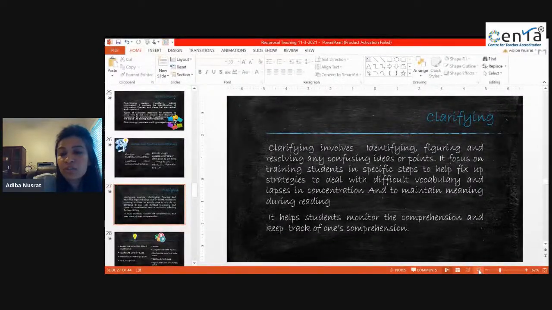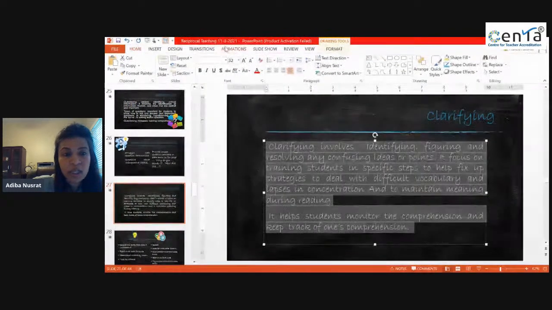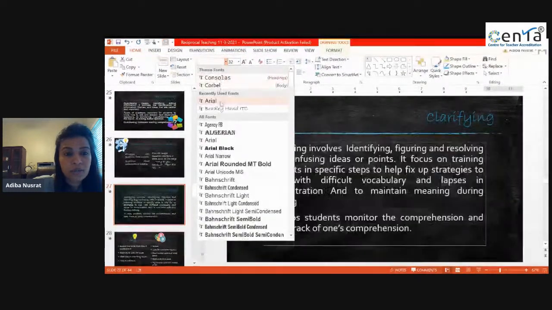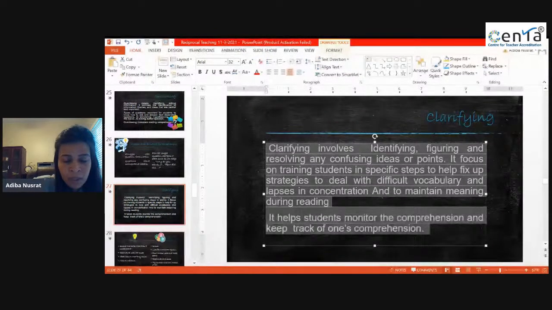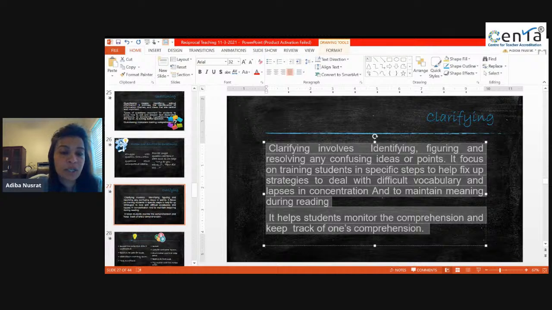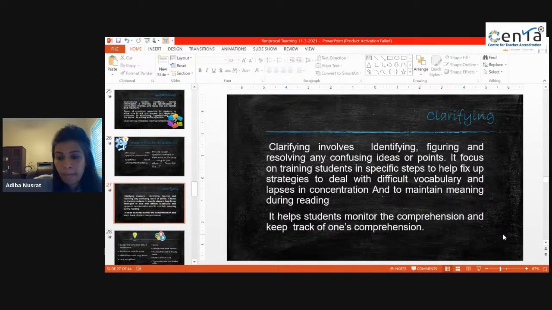Because the students just face problems when there are any unclear words or anything like that. So that will help them to monitor their own comprehension, and it will help them to keep track of their own comprehension.